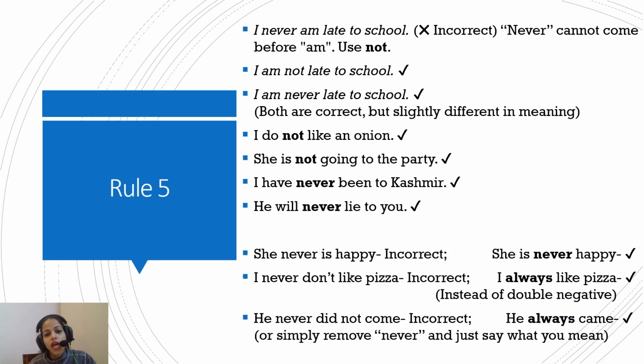Now, I never am late to school. This is wrong. Never cannot come after am anyway. So either you can say I am not late to school when you want to talk about just the present, say today. Or if you want to say I'm never late to school, then you use never after am. That means I've never been late to school, not even once in these many days.